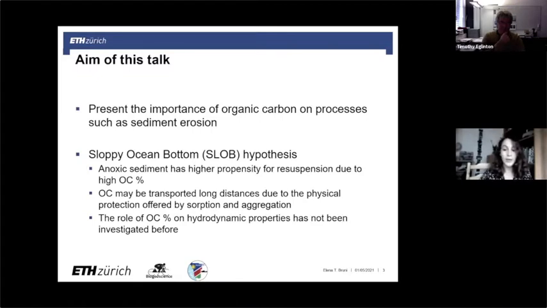Also, we say that organic carbon is transported for long distances, and this is because it is protected by physical and mineral association, by absorption and aggregation mechanisms. And finally, we can safely say that the role of organic carbon on sediment topology and its hydrodynamic properties has not been investigated too much before. And we rely a lot on our own measurements because there's not many data out there.